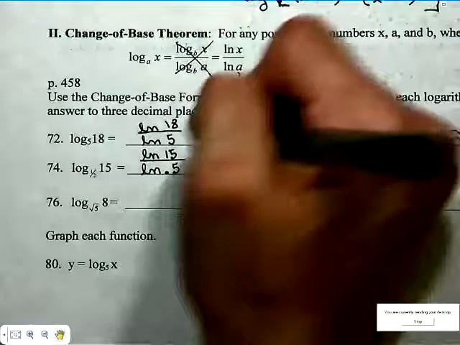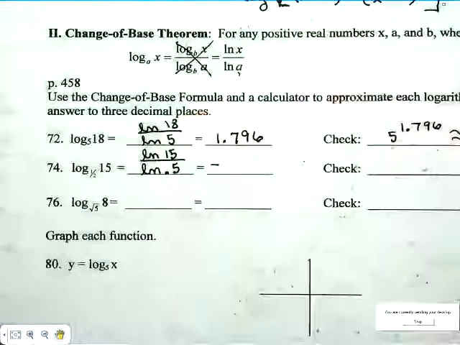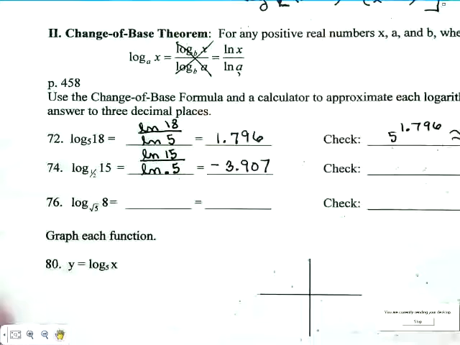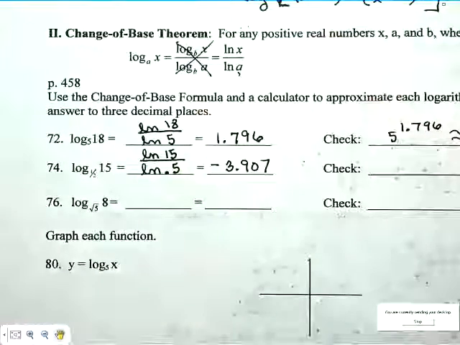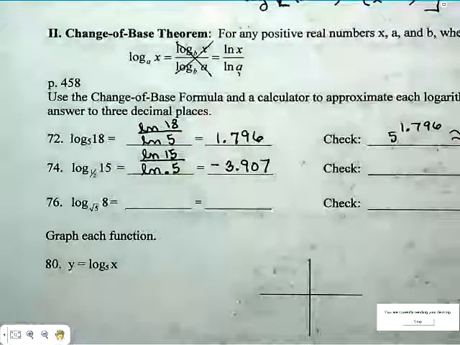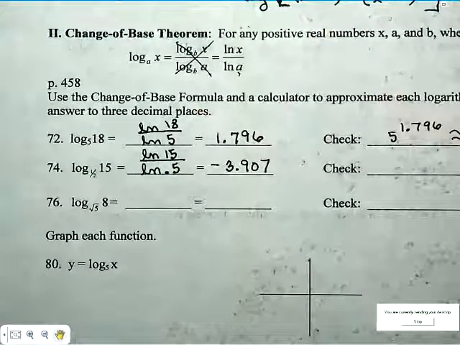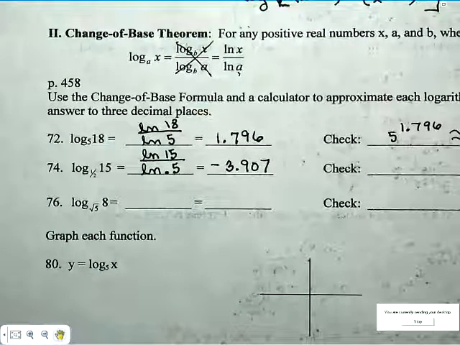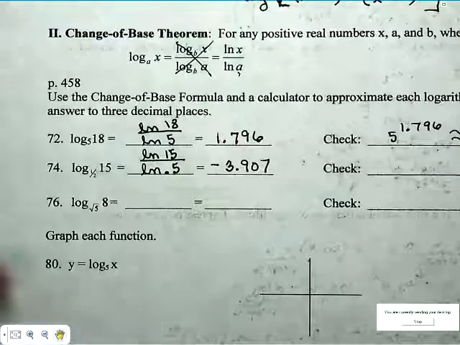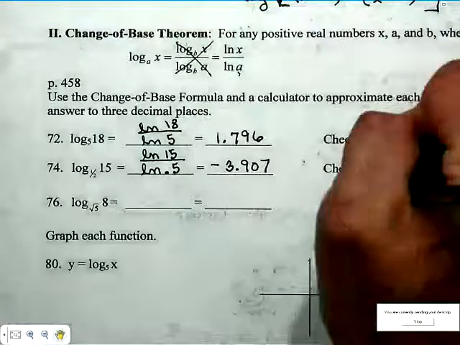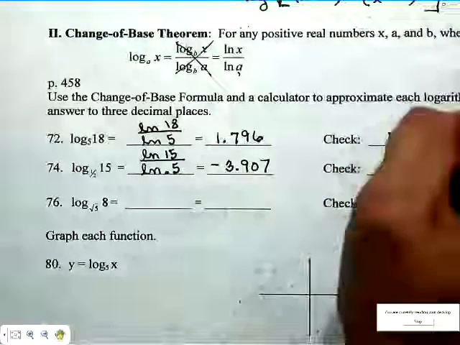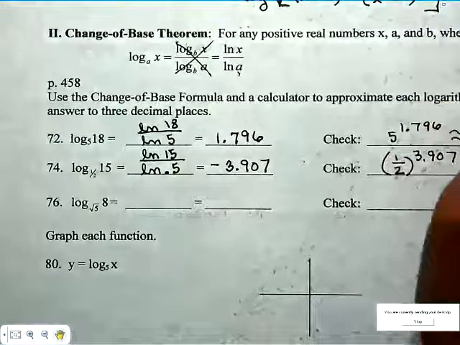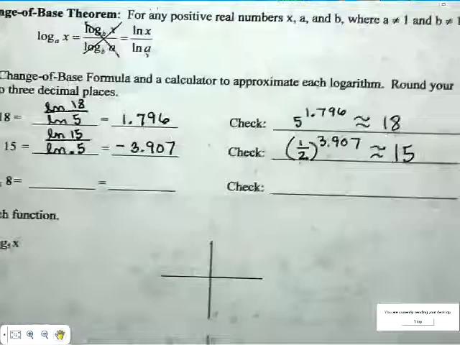Somebody give me 3 decimal places. Negative what? All right. Darn close to negative 4. Does anybody second the 3.907? Okay. We could check it by raising 1/2 to the 3.907, and it better give us something darn close to 15. Oop, I left off my negative just in my check.